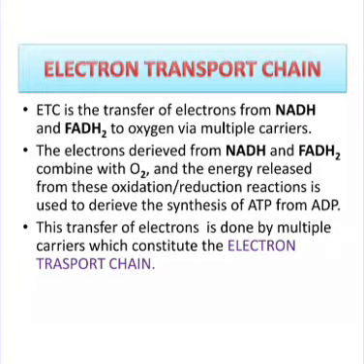In this section, I discuss electron transport chain. Electron transport chain is the transfer of electrons from NADH and FADH2 to oxygen via multiple carriers. The electrons are derived from NADH and FADH2 combined with oxygen, and the energy released from these oxidation-reduction reactions is used to drive the synthesis of ATP from ADP. This transfer of electrons is done by multiple carriers which constitute the electron transport chain.